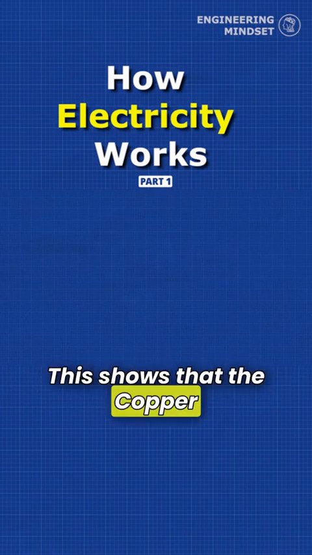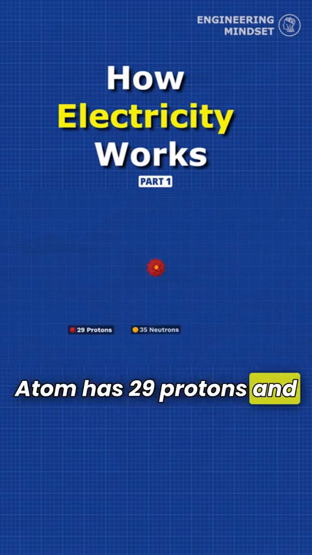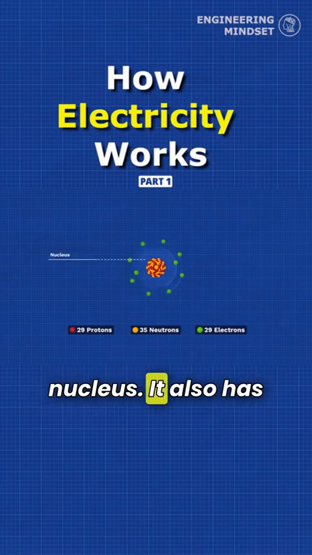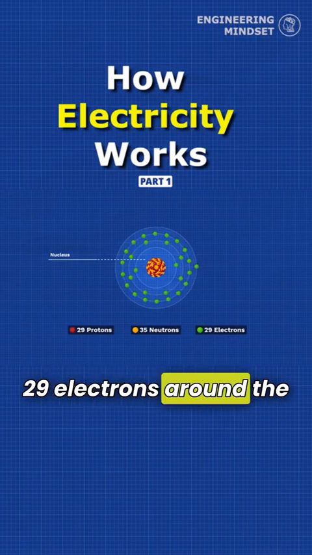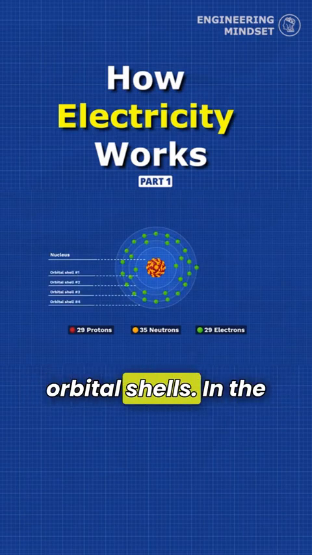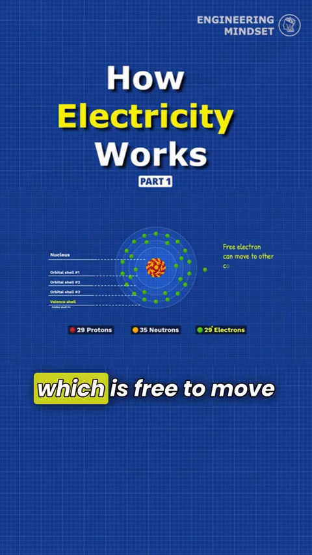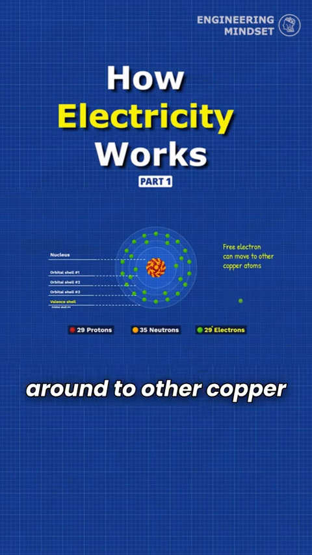This shows that the copper atom has 29 protons and 35 neutrons at the center, which forms the nucleus. It also has 29 electrons around the nucleus in different orbital shells. In the outermost valence shell, there is one electron, which is free to move around to other copper atoms.